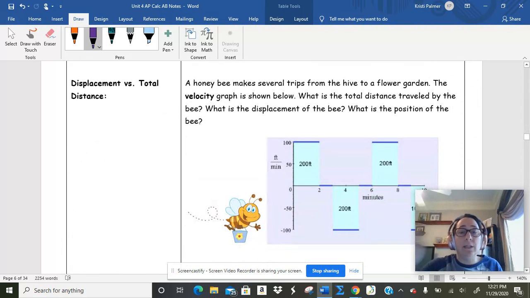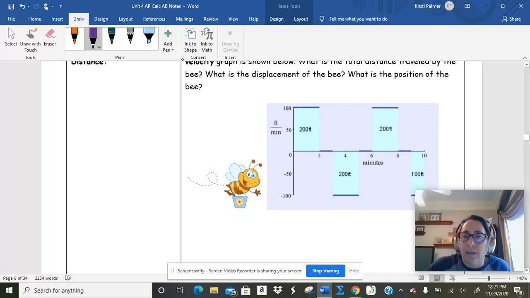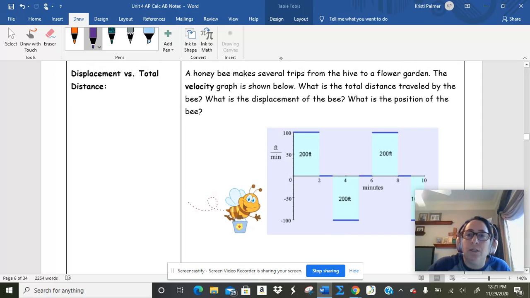Okay, next one. We're going to talk about displacement versus total distance. So we're going to use that with this little honeybee example. Isn't it cute? A honeybee makes several trips from the hive to a flower garden. The velocity graph is shown below. It looks like this is in minutes and feet per minute. So this is my velocity graph. And my question is, what's the total distance traveled by the bee and what's the displacement of the bee?